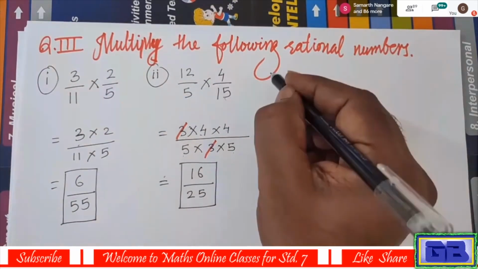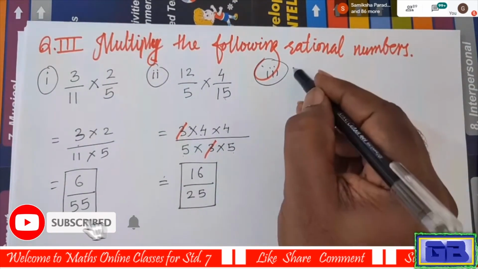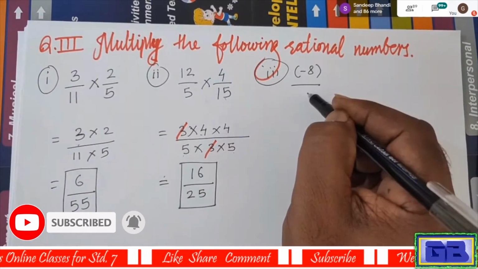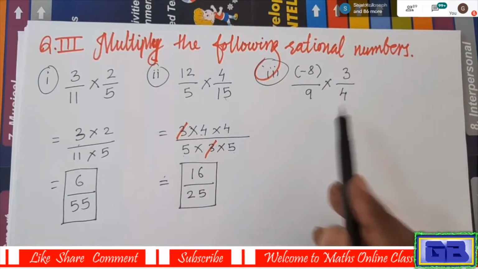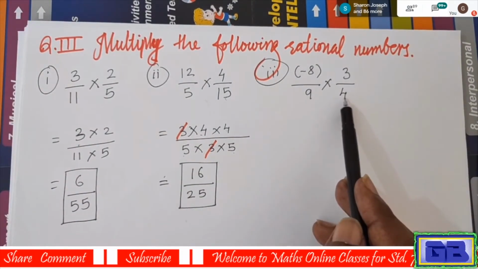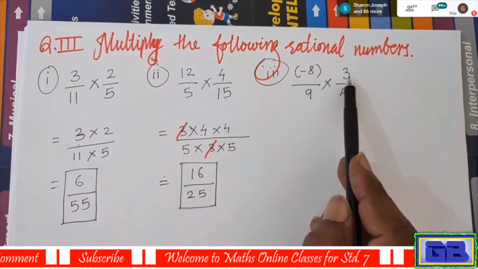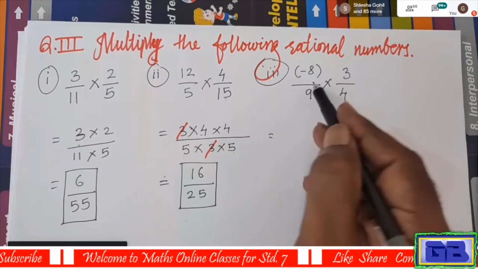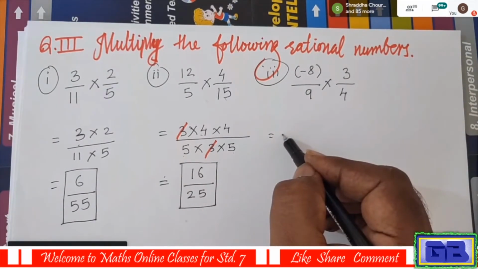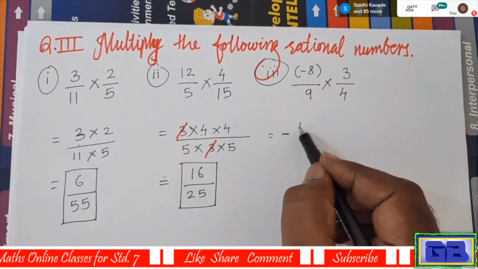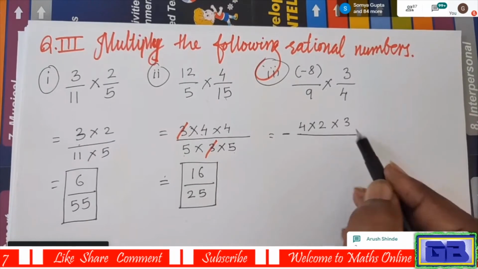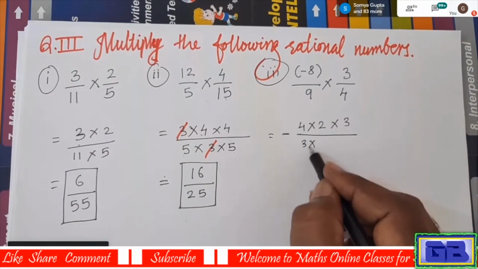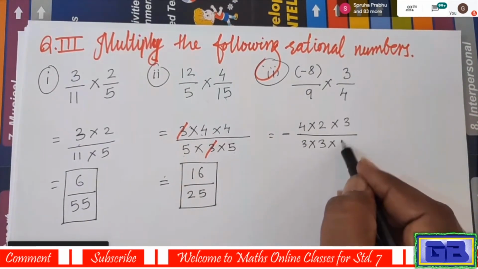Similarly, see the third one, but in the third sum a negative sign is there. Negative 8 by 9 multiply by 3 by 4. Now in the table of 4, 8 comes and in the table of 3, 9 comes. I will write the minus sign separately, and now 8 we can write as 4 into 2, multiply by 3 upon 9, which we can write as 3 into 3, and 4 as it is.